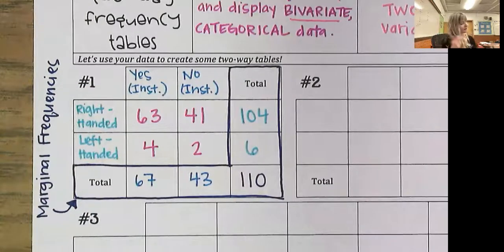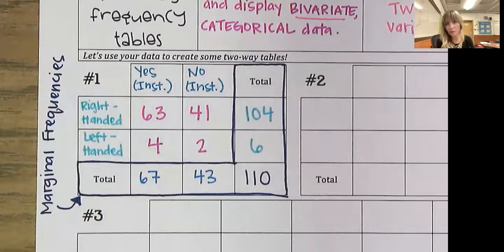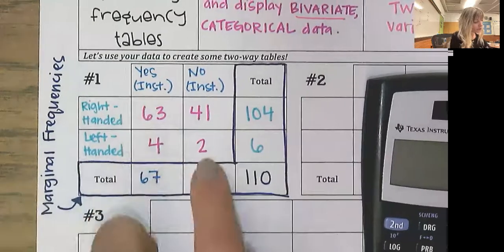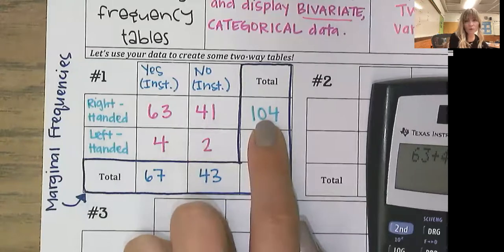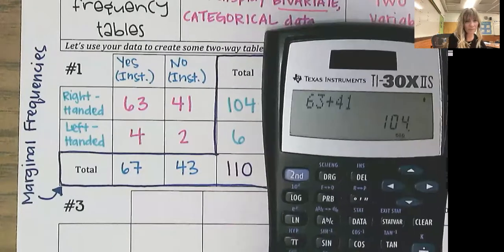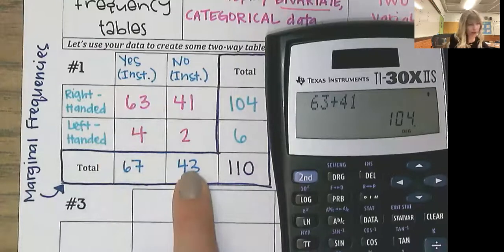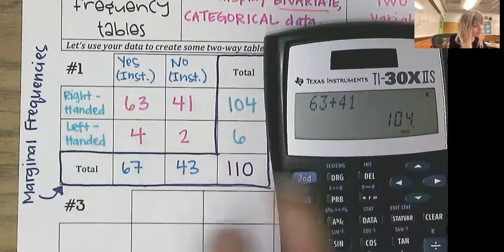63 of you right-handed people play an instrument and 41 of you right-handed people do not. Now, here's what's really, really important. Again, to double check here, all of the rows should add up and all of the columns should add up. 63 plus 41 gives me that total frequency of right-handed people. 4 plus 2 is 6. The columns should also add up. 63 plus 4 is 67 and 41 plus 2 is 43.